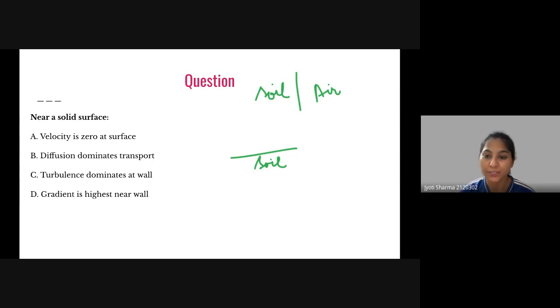Diffusion dominates transport. Yeah, I agree. But why? Why will diffusion dominate the transport? That's how I think you can select more options, because you need to investigate why diffusion is dominating the transport, why it is not anything else.